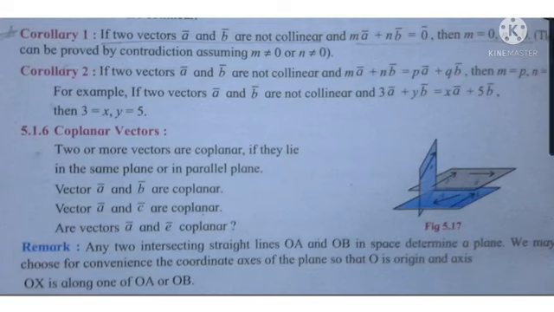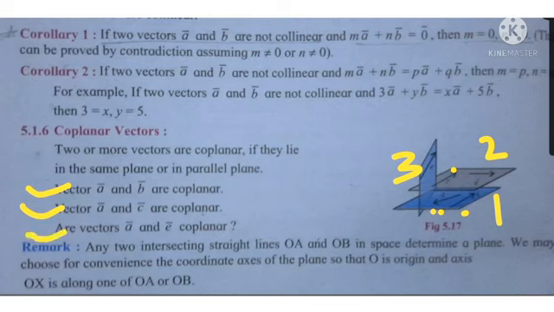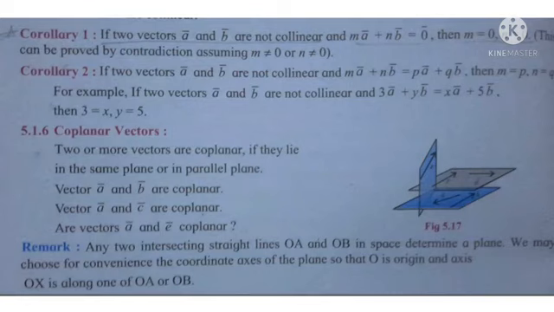Observe here, vectors a bar and b bar are coplanar. Yes, because they both lie in the first plane. This is the first, second, and third. A bar and c bar: a bar is in the first plane and c bar is in the second plane. These first and second planes are parallel to each other, so a bar and c bar are also coplanar. But observe, a bar is in the first plane and c bar is in the third plane. These two planes are not parallel to each other, so a bar and c bar are not coplanar. Okay, understand coplanarity?